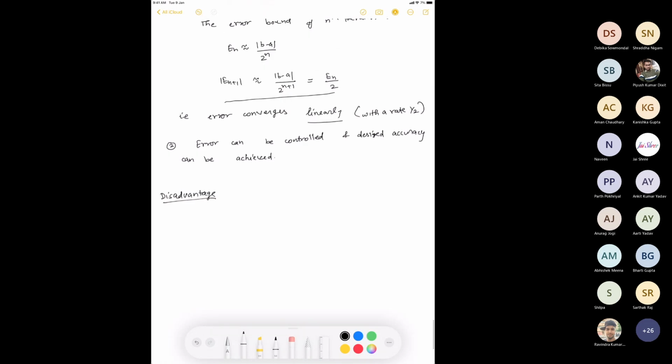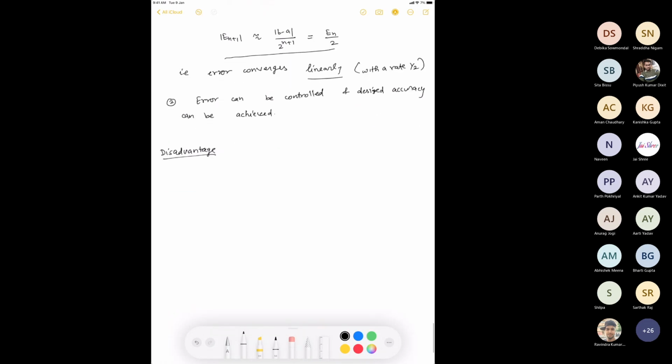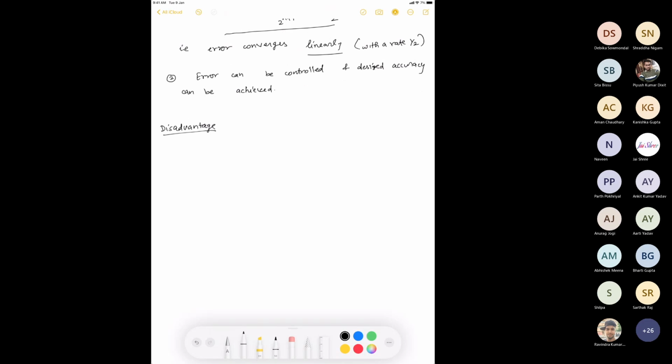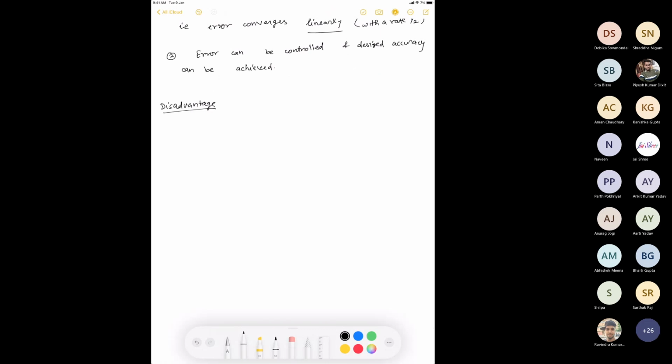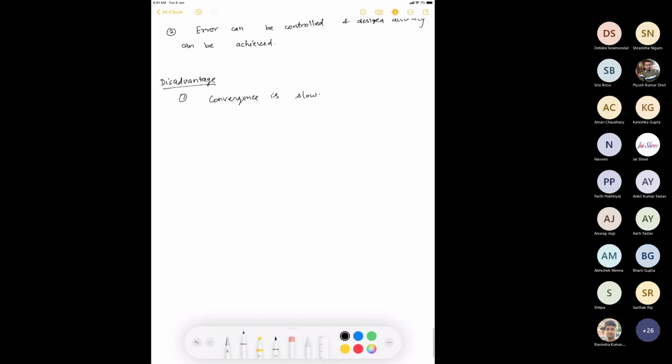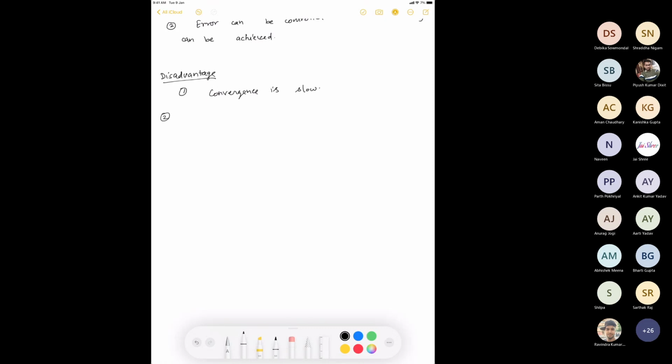That it's a slow convergence. The convergence is very slow. The linear convergence means at each step you're just halving the error. That's all. And this is the main drawback of this method.